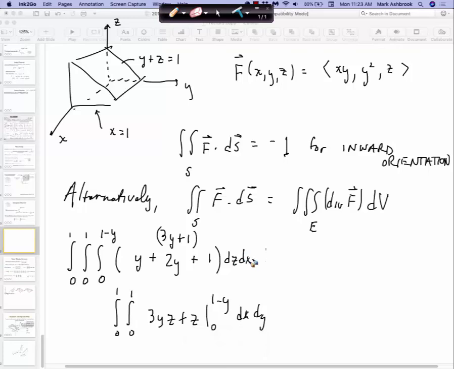dz, dx, dy. Okay. So this is going to be 3y times 1 minus y plus 1 minus y. Did I get it right? And then 0 is going to make this 0.